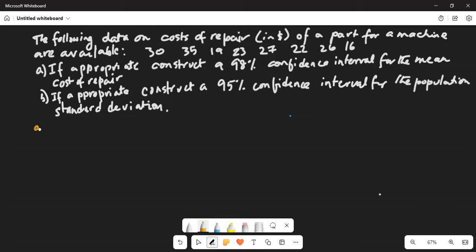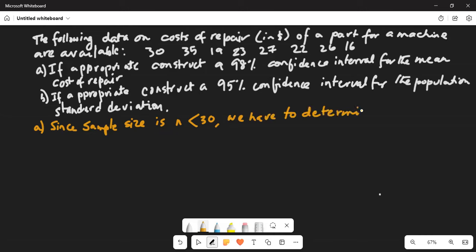So, part A. Since the sample size is less than 30, we have to determine whether the sample came from a normal population.